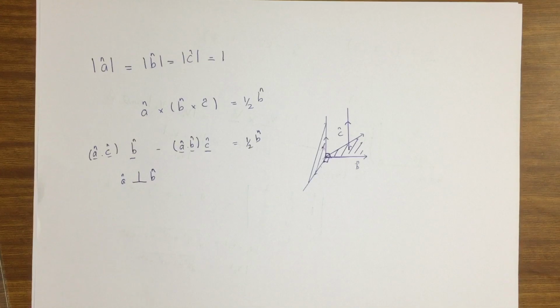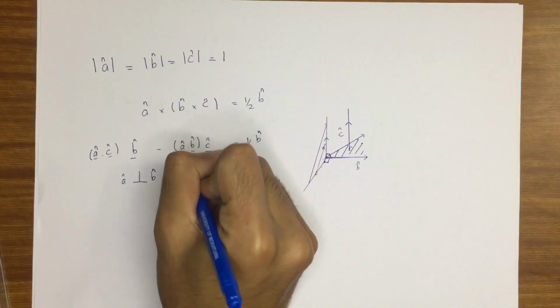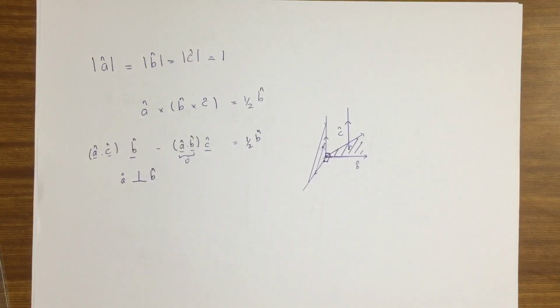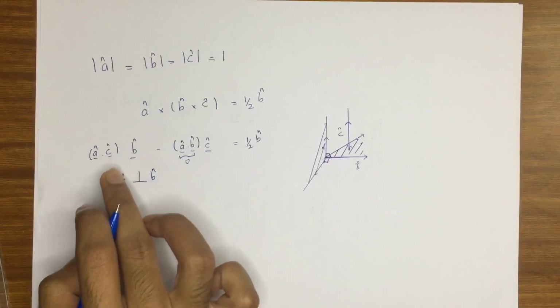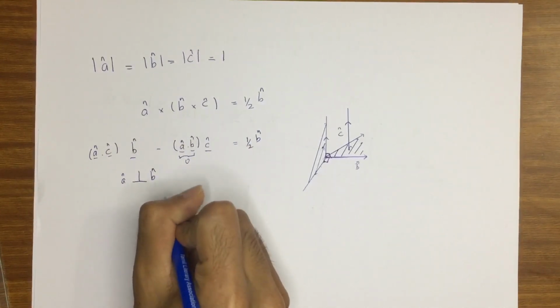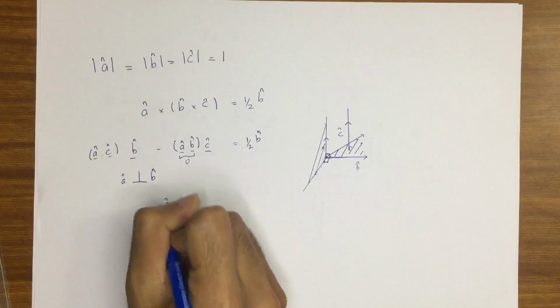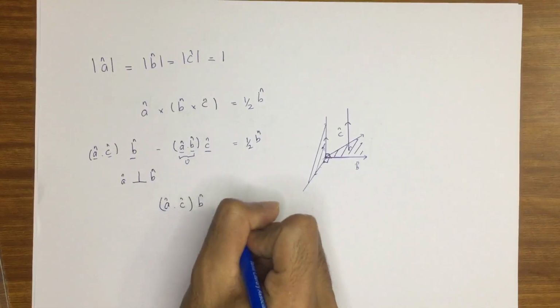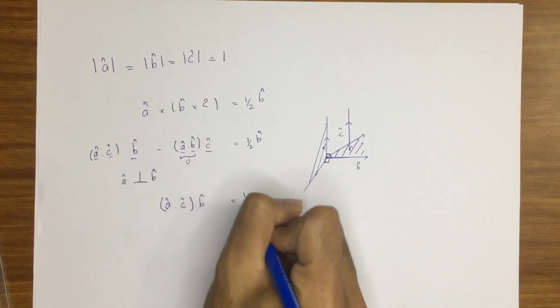From this, we can directly tell if this is a vertical or it's carrying the right angle, A dot B would be 0. So here we can tell it's going to be 0. That's the main thing you need to take from this. Otherwise, you can't solve this. It would be very difficult to do this one. So the next thing over here, we can directly tell it's going to be A dot C B is equal to half B.